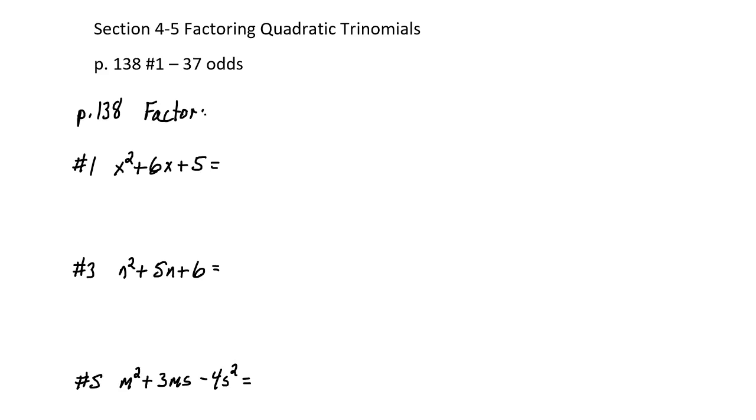It's a two-step process. In step 1, look for a greatest common factor. This trinomial does not have a GCF other than 1. Step 2, look for a special pattern. Because it's a trinomial, look to see if it's a perfect square trinomial. The square root of x squared is x, but the square root of 5 would make a decimal. So this is not a perfect square trinomial.